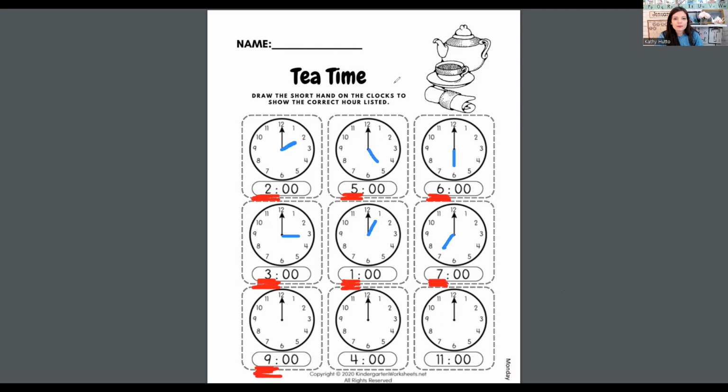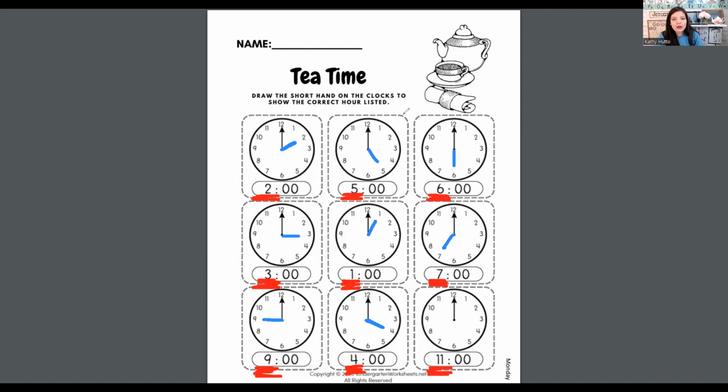Number 9. Draw a line to number 9. And what time is it? It's 9 o'clock. Now, this is number 4. So we'll draw a line to number 4. What time is it? It's 4 o'clock.